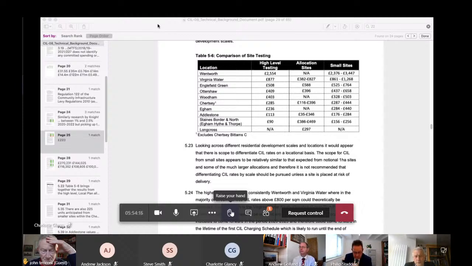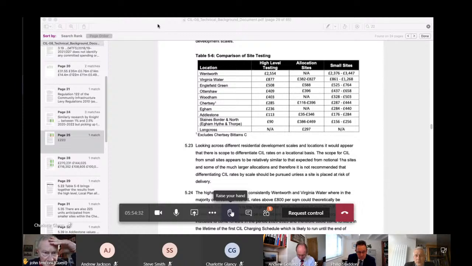We also know that CIL viability is always going to be a high-level viability assessment, but it also allows for flexibility in the market should the market change. So in terms of that sensitivity, really that 50% buffer is the sensitivity.